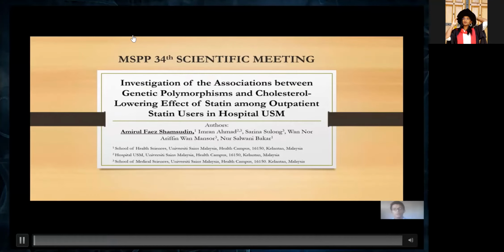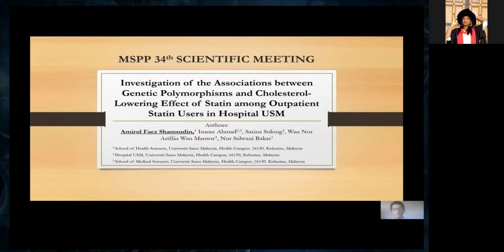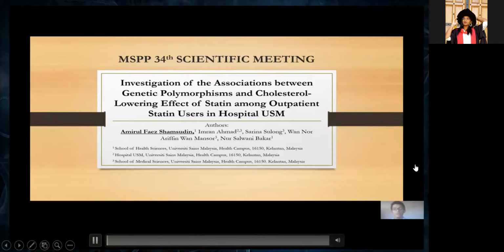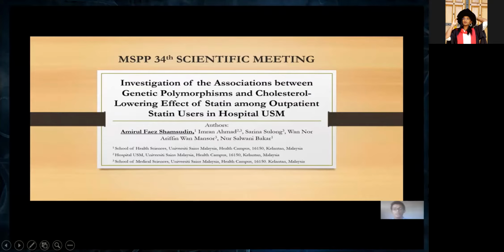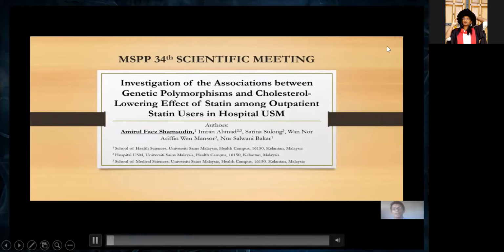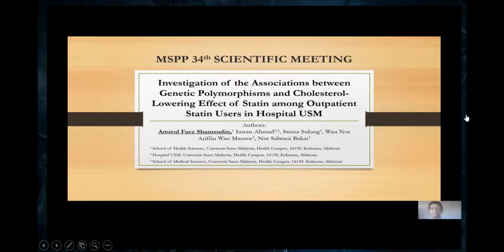Bismillahirrahmanirrahim. Assalamualaikum. My name is Amirul Faez bin Shamsudin, and the title for my oral presentation is Investigation of the Associations between Genetic Polymorphisms and Cholesterol-Lowering Effect of Statin among outpatient statin users in hospital USM. So let's move on to introduction.